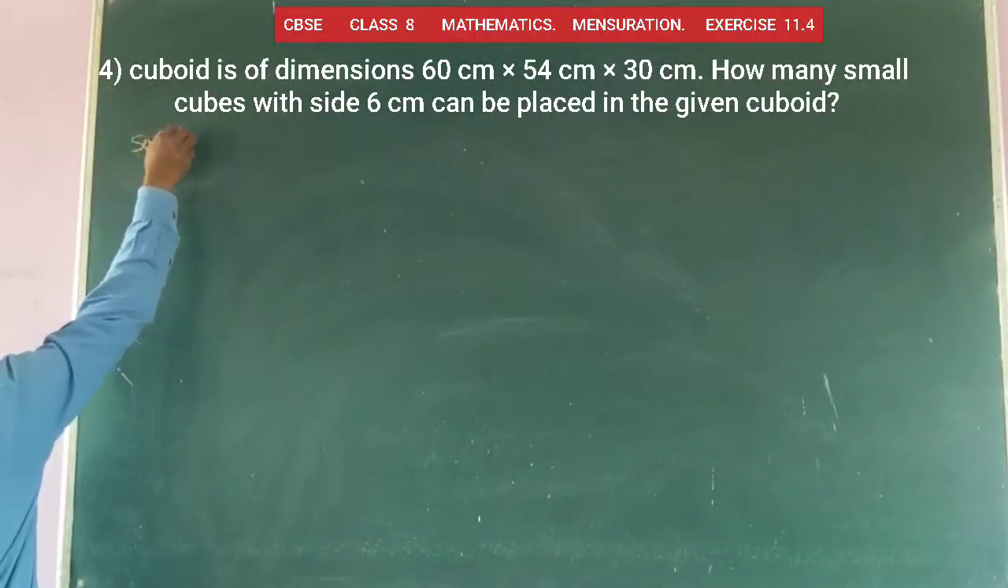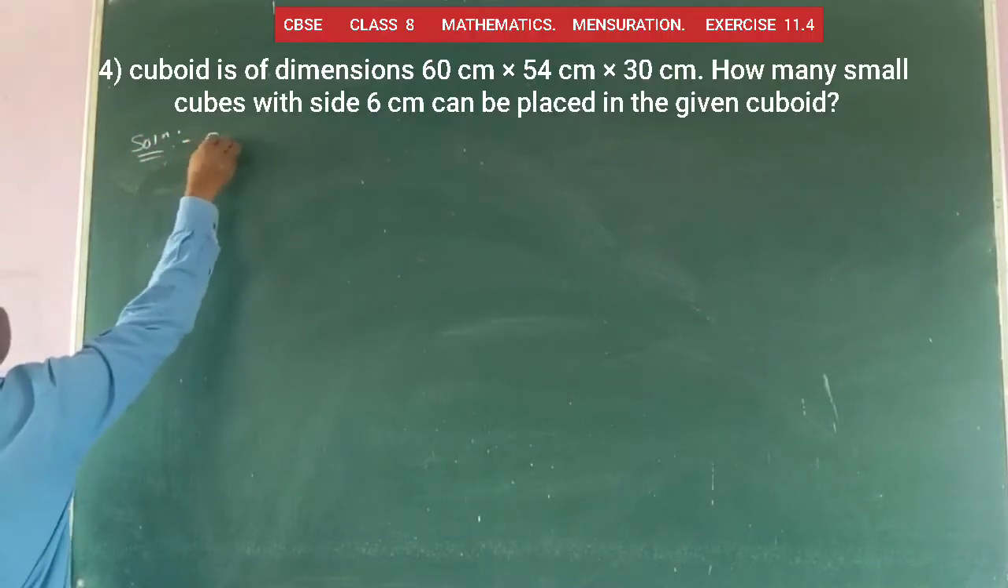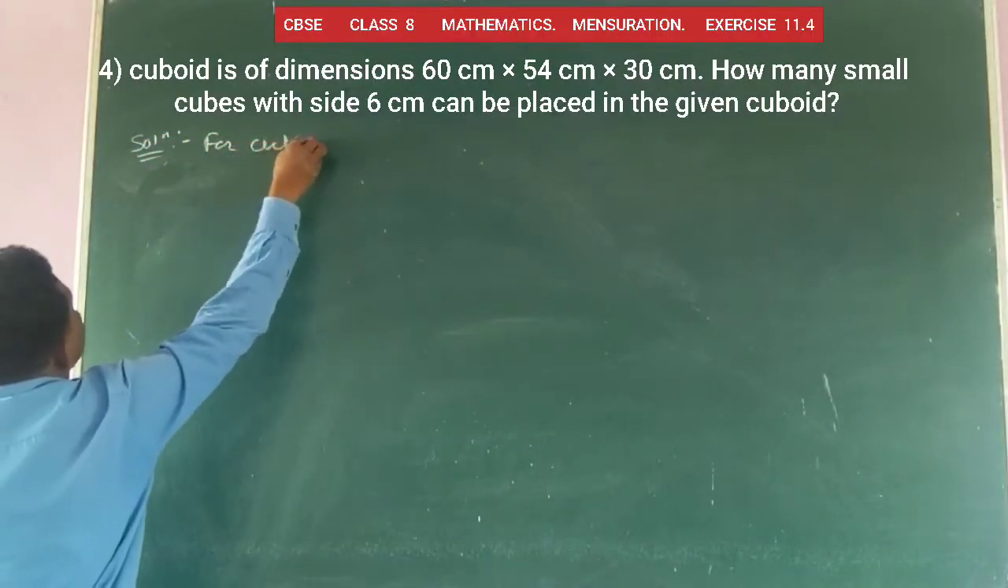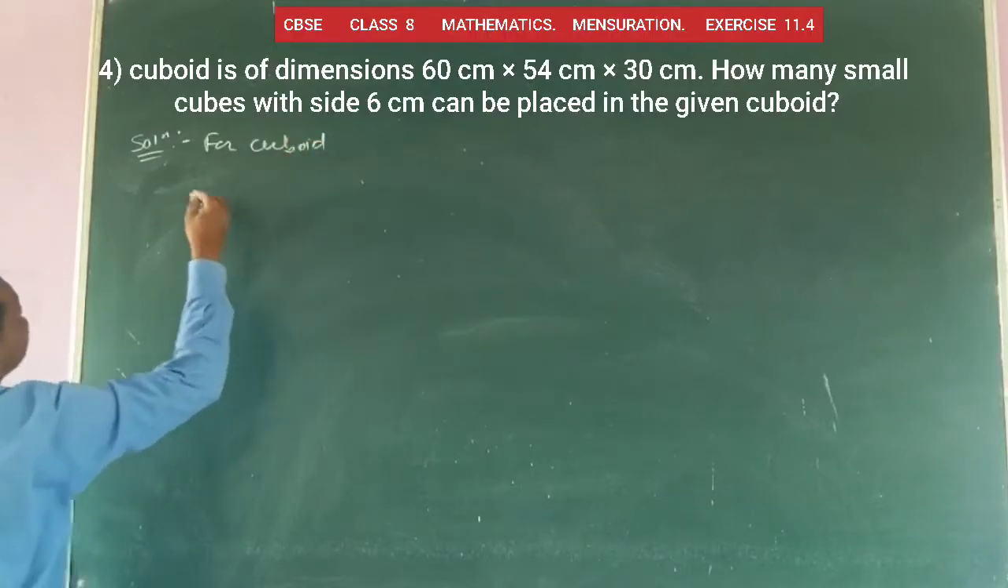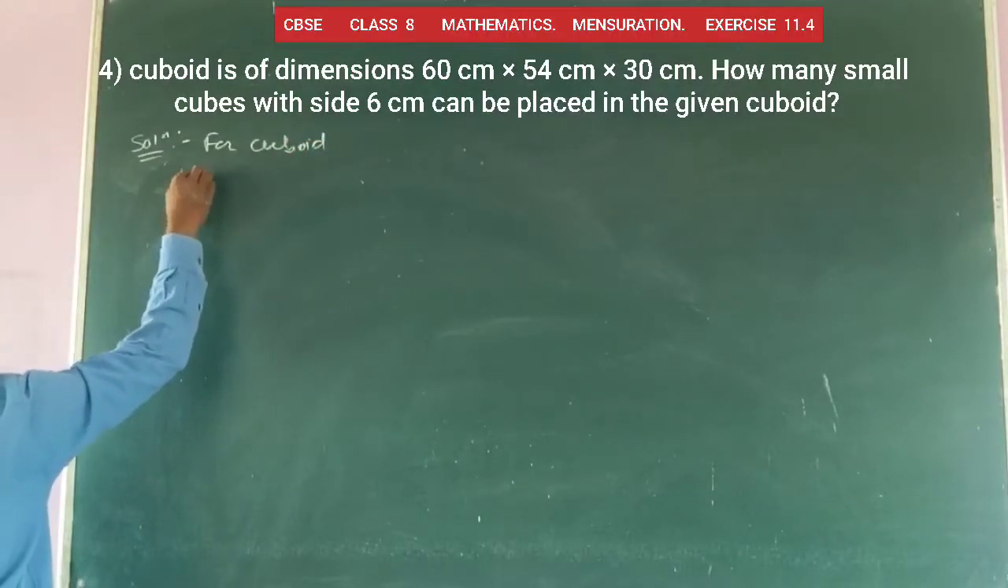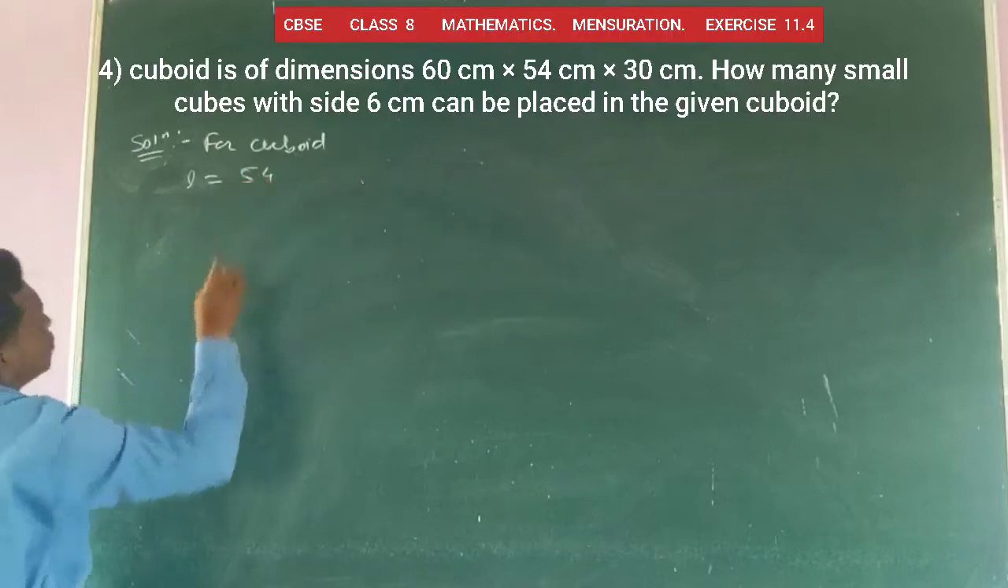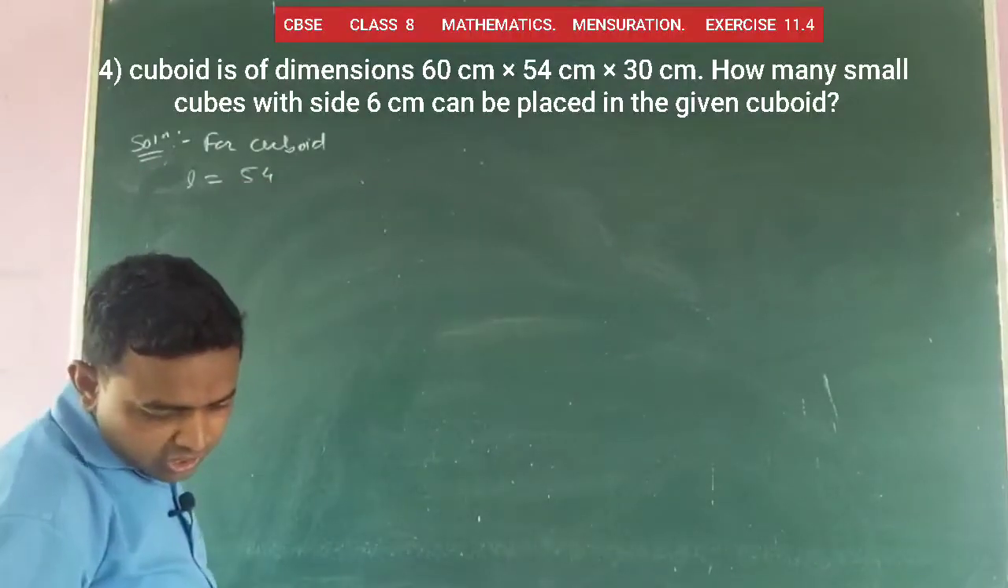So in the solution we have to write down, for the cuboid, the dimensions: length is 60 centimeter.